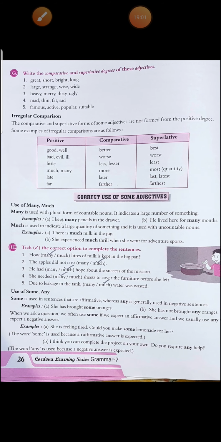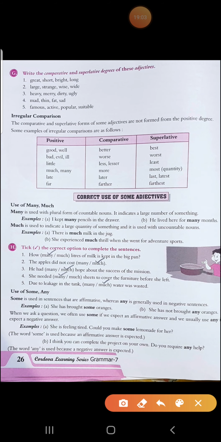Let's see the next thing. That's a very short thing. Let's do this also. Irregular comparison. The comparative and superlative forms of some adjectives are not formed from the positive degree. You have to change the words. And this is very important. Good and well will become better, best. We don't say gooder and goodest. We say good, better, best.